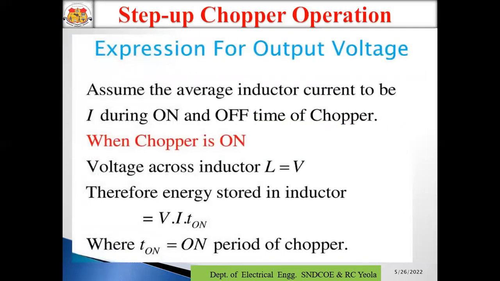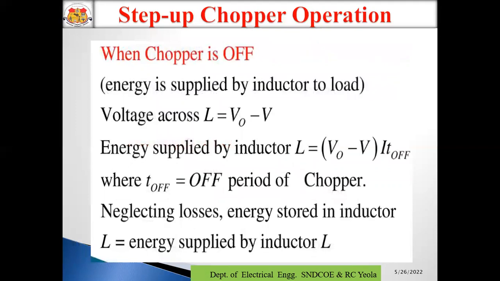Now we are going to the expression for output voltage. Assume that the average inductor current is I during the on and off time of the chopper. First, when the chopper is on, the voltage across inductor L is equal to V. Therefore, the energy stored in the inductor is V into I into T on, where T on is the on period of the chopper.